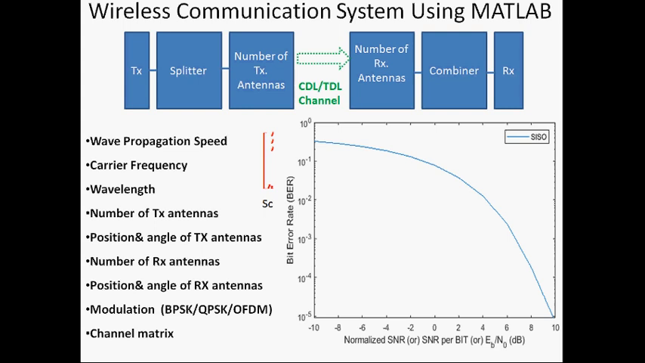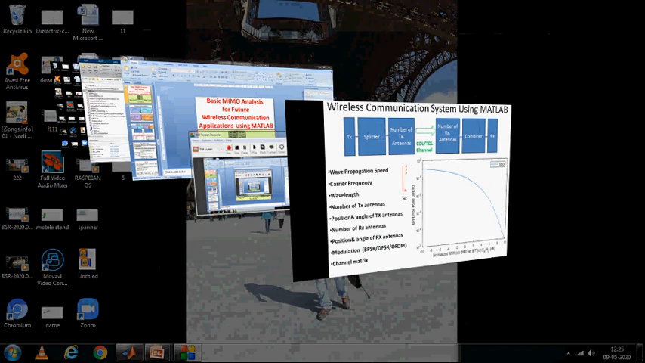Here is the model graph I am going to show you. For the single input single output we draw the graph between bit error rate and normalized SNR, or Eb by N naught, or you can call it SNR per bit. These types of graphs we are going to extract to characterize the wireless communication system. Here we are going to design four varieties of wireless communication systems: SISO, SIMO, MISO and MIMO. Now we'll start the analysis using MATLAB.